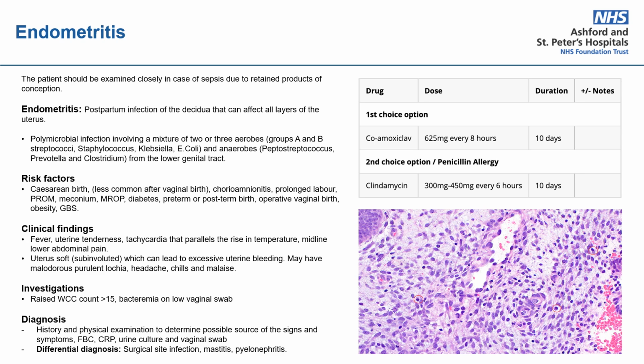Prompt administration of appropriate antibiotics is critical in septic patients. It's important to treat endometritis to prevent sequelae such as peritonitis, salpingitis, abscess, and septic pelvic thrombophlebitis. Broad-spectrum parenteral antibiotics that include coverage for beta-lactamase producing anaerobes are typically recommended given the microbiology of these infections.